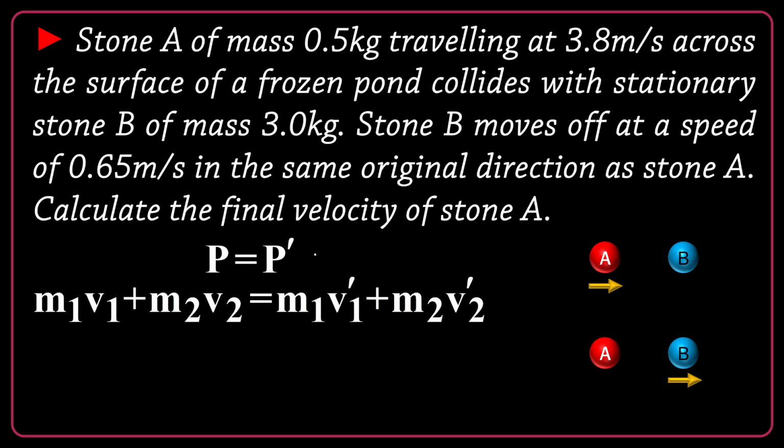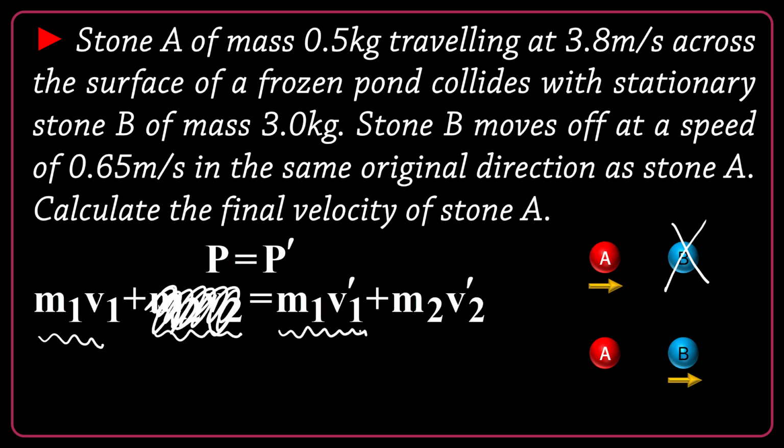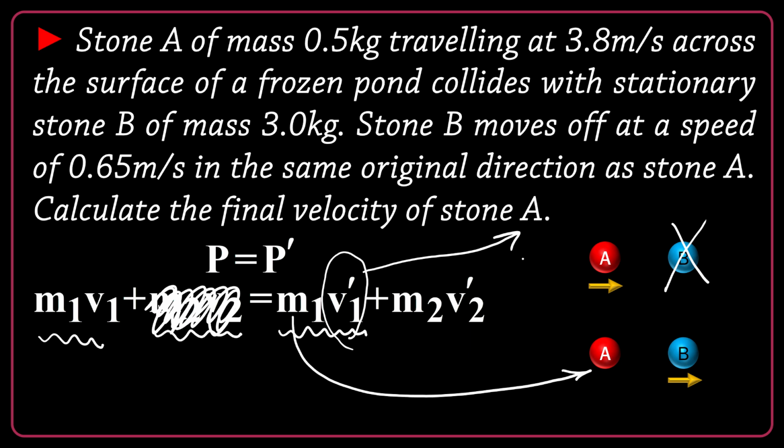Momentum before the collision will be m1 v1 for A, m2 v2 for B. But B initially is at rest, so this is going to be 0. After the collision, m1 v prime 1 is the mass of object A, and v prime 1 is my goal, the velocity of stone A. m2 v prime 2 is something I know, because m2 is the mass of object B, and v prime 2, as I mentioned, is 0.65 meter per second.